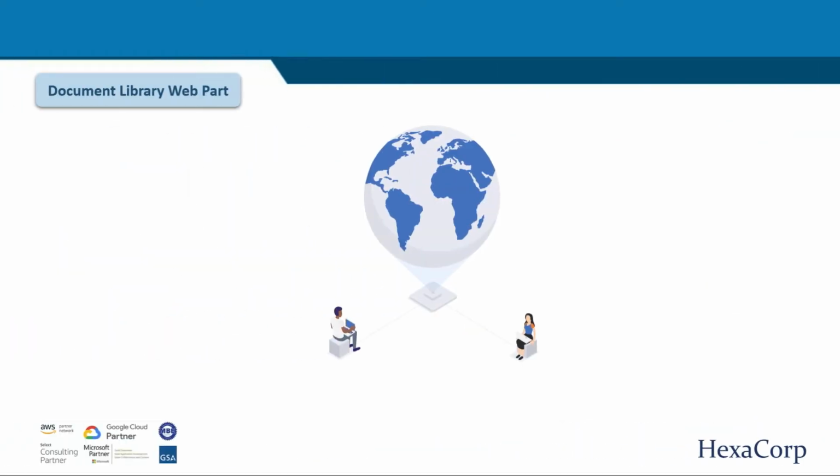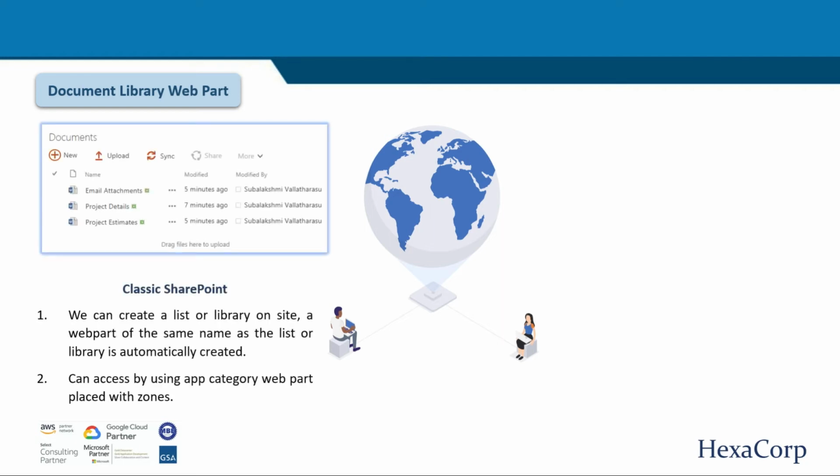Document library web part. The purpose of the document library web part is to show a document library. In Classic, we can create a list or library on a site. A web part of the same name as the list or library is automatically created. It can be accessed by using the app category web part placed within zones.